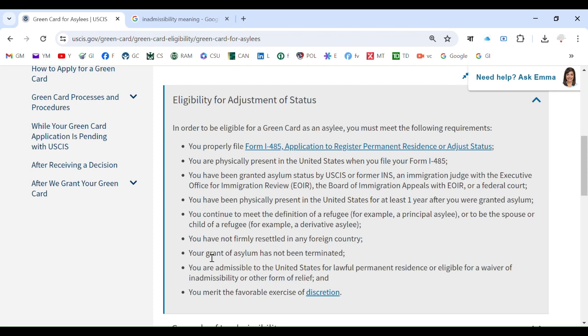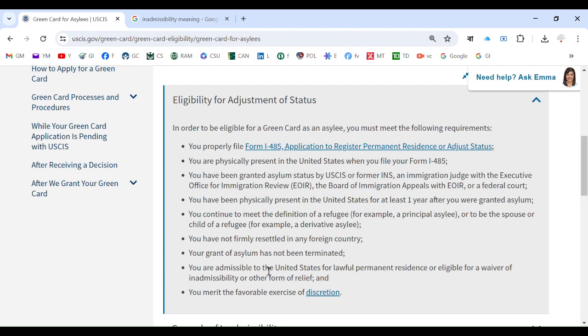Your grant of asylum has not been terminated. So if your grant of asylum is somehow terminated or revoked, that is not a point when you can do adjustment of status. If your asylum status has been granted and is live, not terminated, then you can apply. So after waiting for 1 year, I believe, if your asylum status is not taken away by any misfortune or unfortunate event, then you can do the adjustment of status application. So you will be eligible, okay?